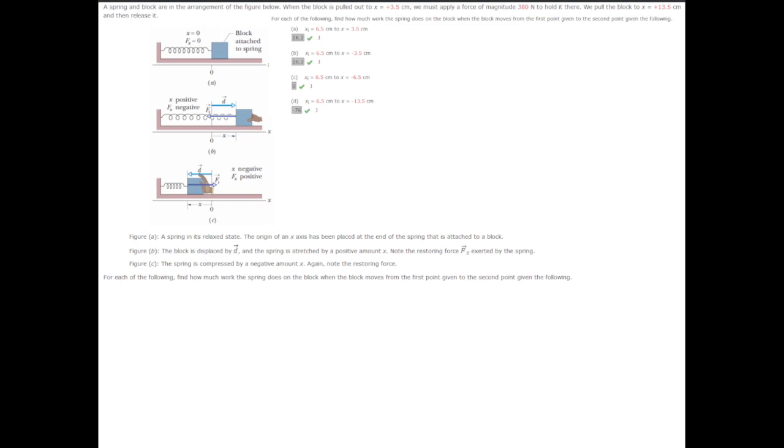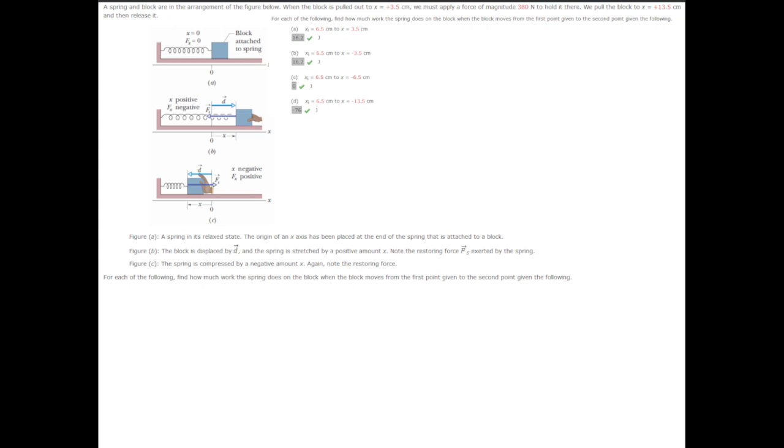PH261 homework problem number 5. Okay, so with this one, just like all the rest, the problem is: a spring and block are arranged in the arrangement of the figure below. When the block is pulled out to x equals plus 3.5 centimeters, we must apply a force of magnitude 380 newtons to hold it there. We pull the block to x equals plus 13.5 centimeters and then release it, and then it says for figure A, B, C, and then we're given some of the following scenarios.